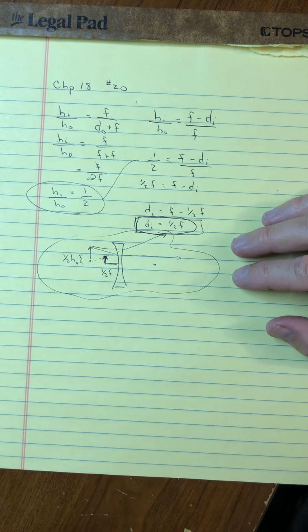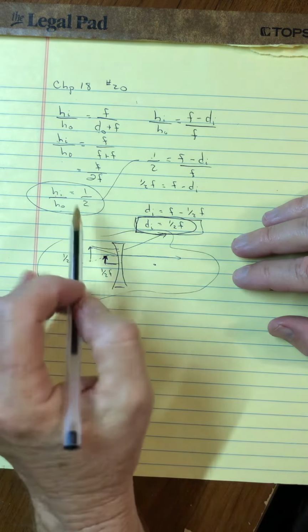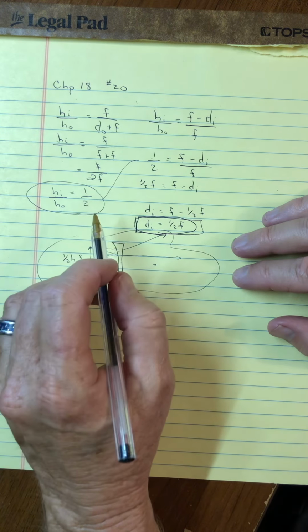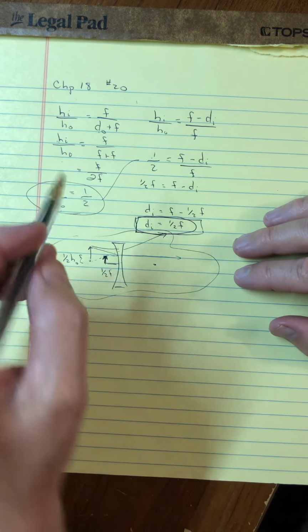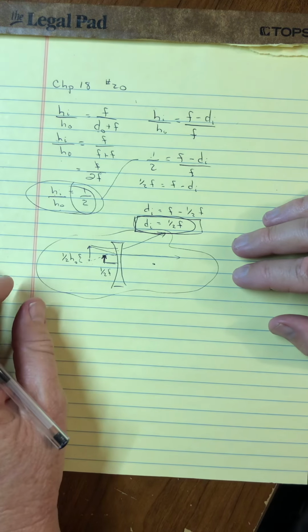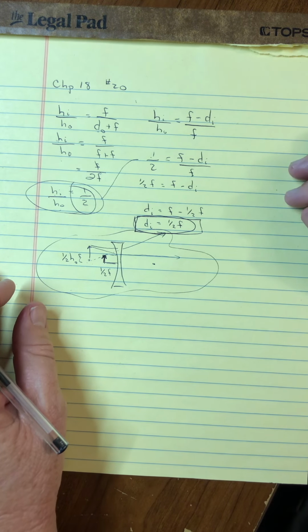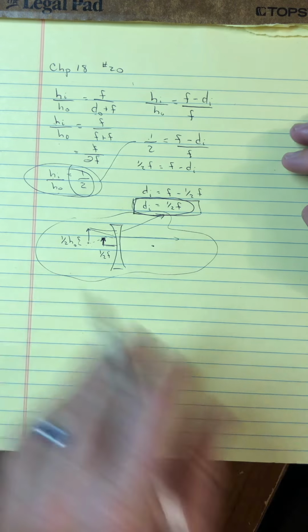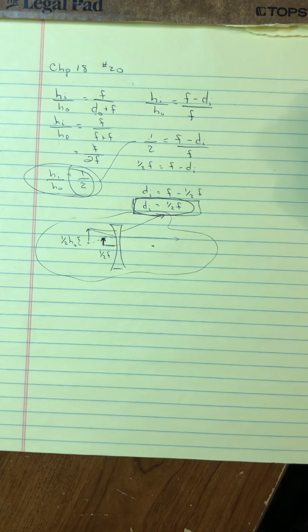Last part, is it magnified or reduced in size? I guess I called this magnification of 1/2, but maybe that's better called a reduction. So it's a reduction, it's 1/2. All right, and that's the three parts to the question. I know I was long-winded, but hopefully that helps you prepare for the exam better.